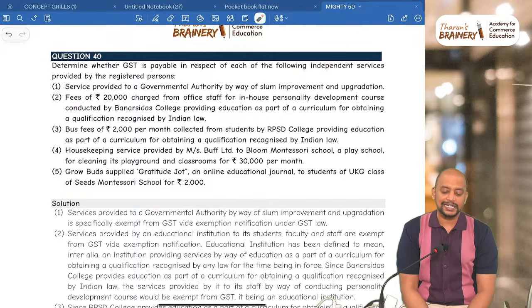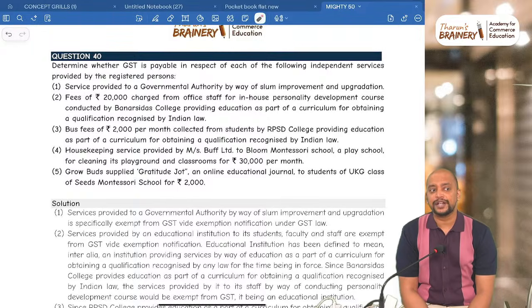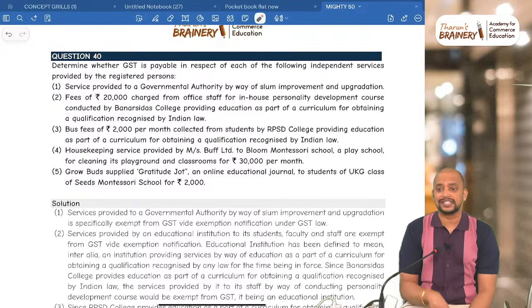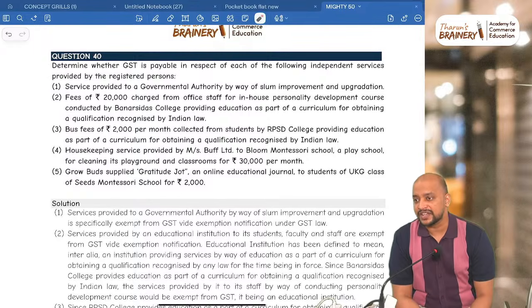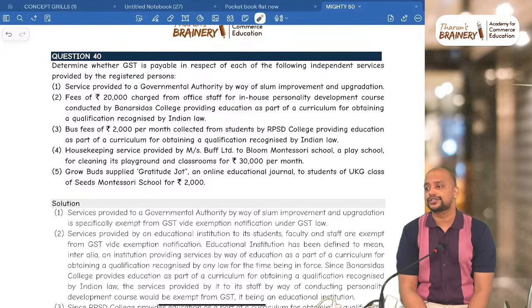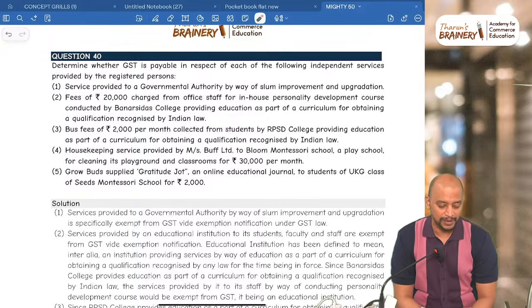Bus fees collected from students by RSPD College, providing education as a part of curriculum. Exempted. It is not a service provided to an education institution. It is a service provided by an education institution. Whatever the fees may be, that is exempted. If it is to an education institution, we need to check. Only for category 1 it is exempted, in other cases it will be taxable.